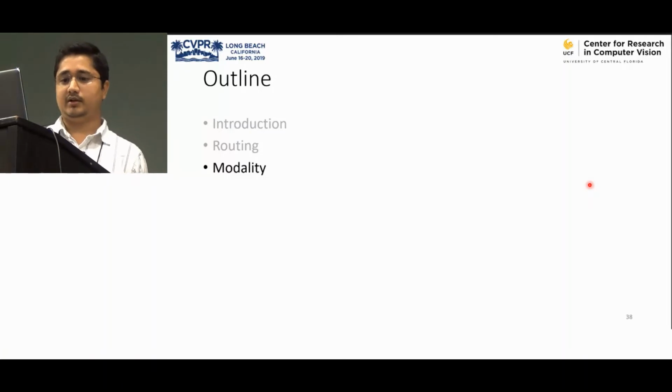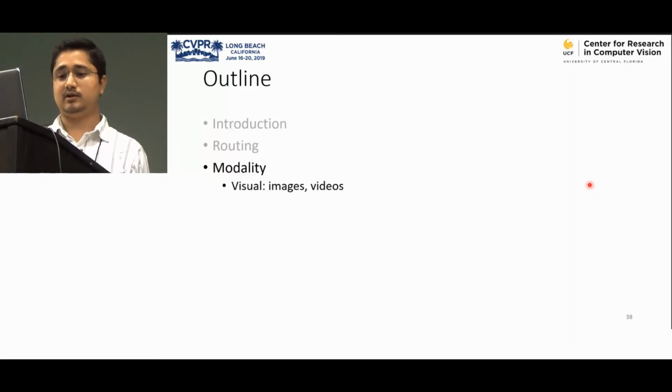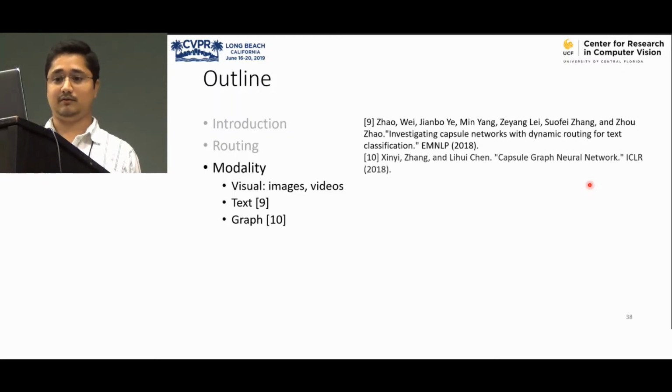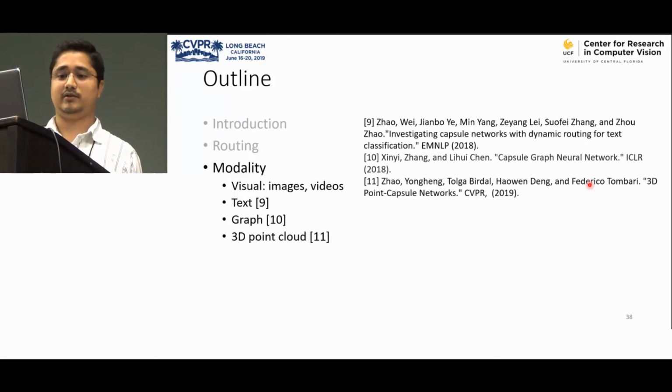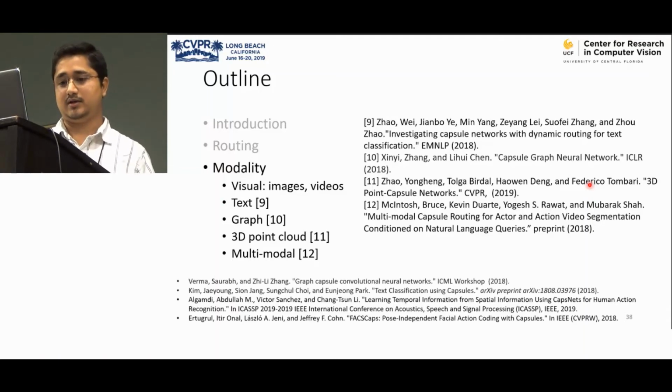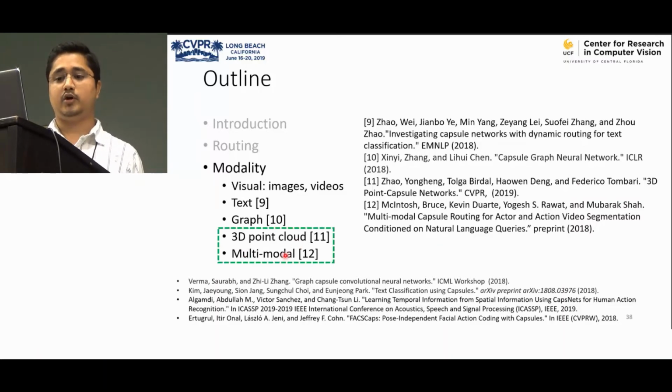With regard to modality, we have seen that we use capsule networks for the visual modality: we have used them for images and for videos. They can also be used for text, for graph structures, and for 3D point clouds. Even if we have multiple modalities, a combination of these, we can still use capsule networks. There are some other works which we are not going to cover. The 3D point cloud and the multimodal version will be covered in a later session today with more technical details.